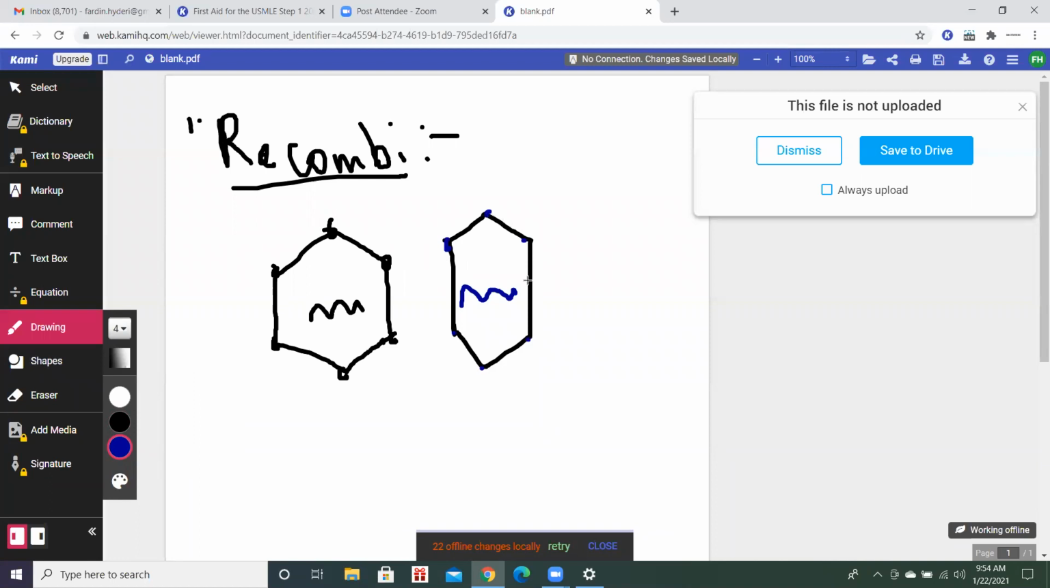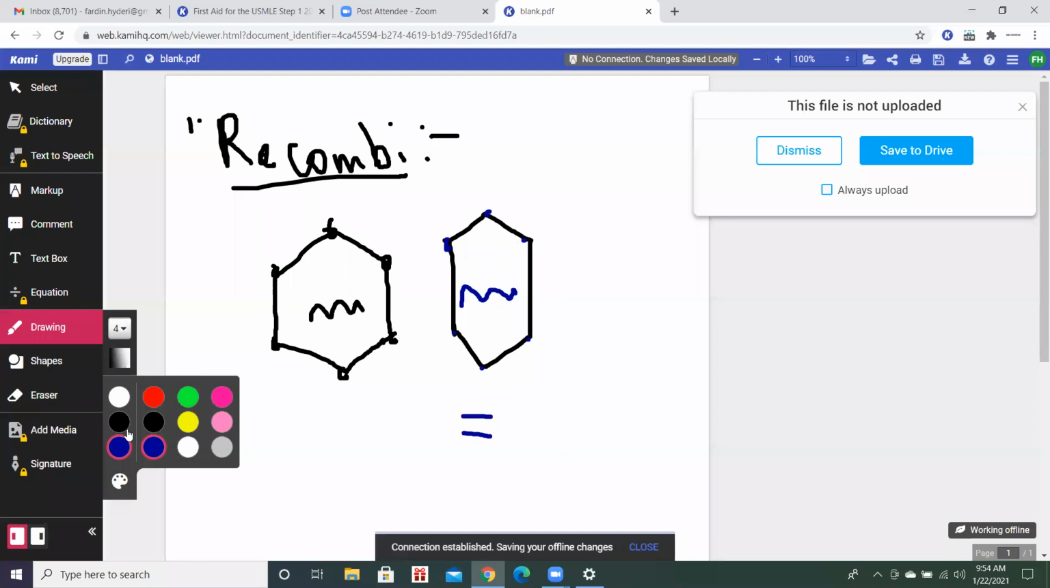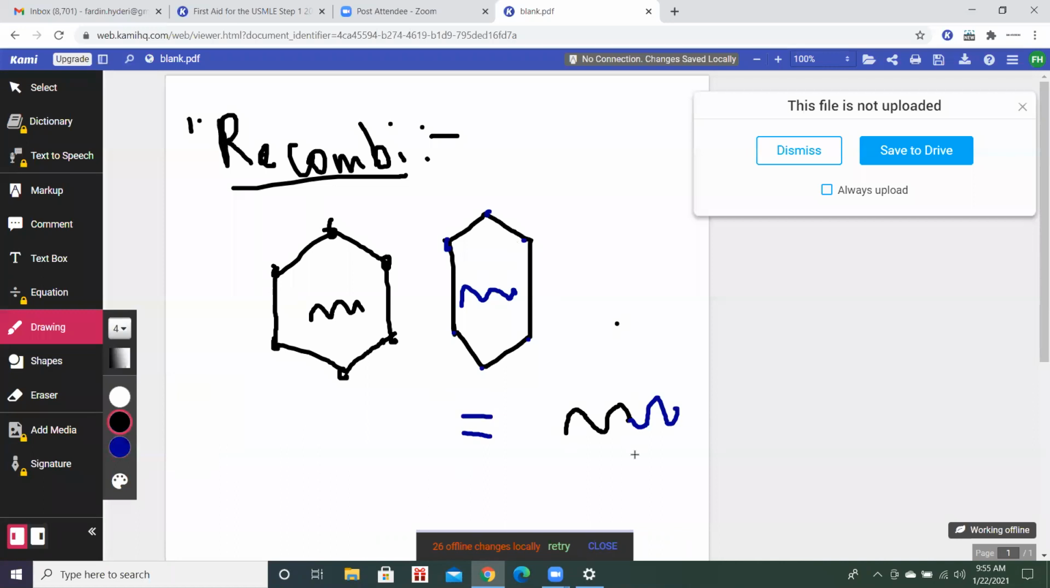If these two viruses come close to each other and exchange their genetic material by only crossing over, they can have a new presentation where the nucleic acid would look something like this, and they will have this sort of surface protein. So recombination is actually a very simple process of viral genetics.